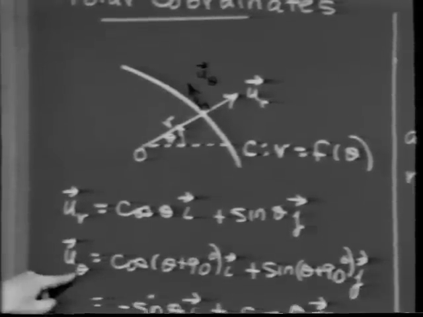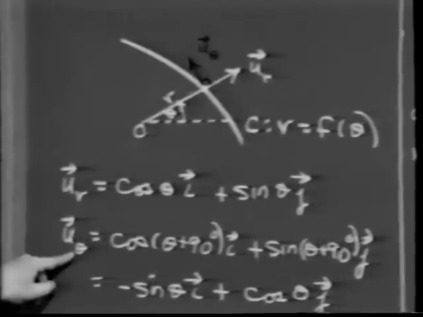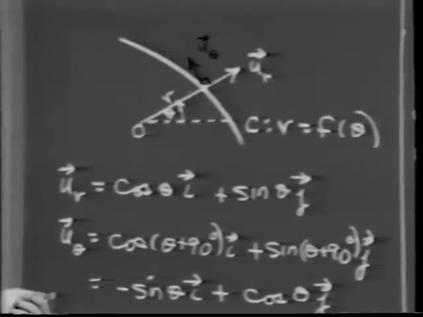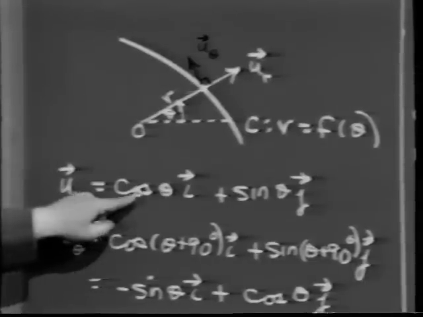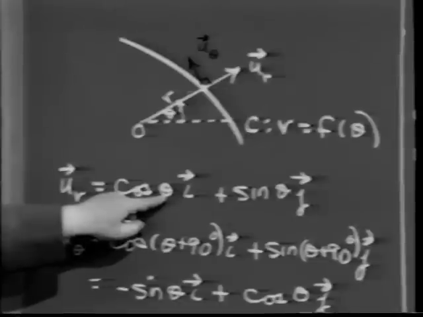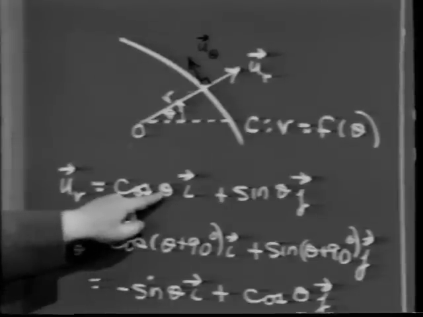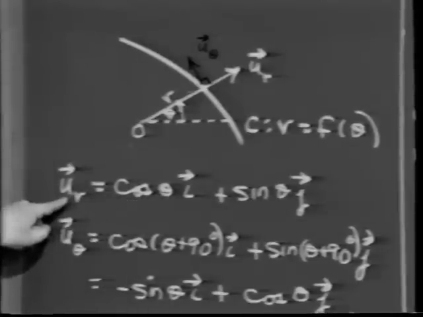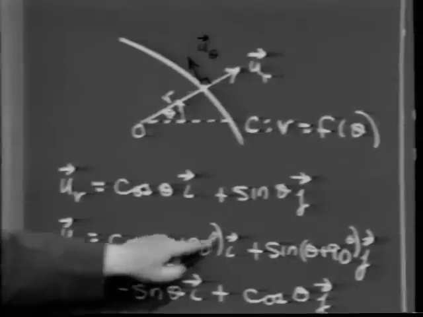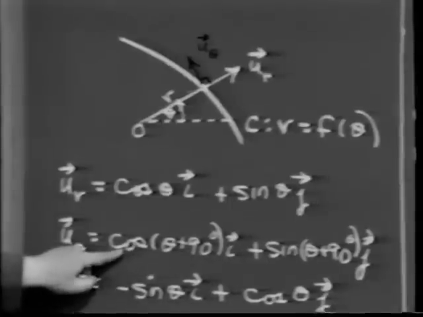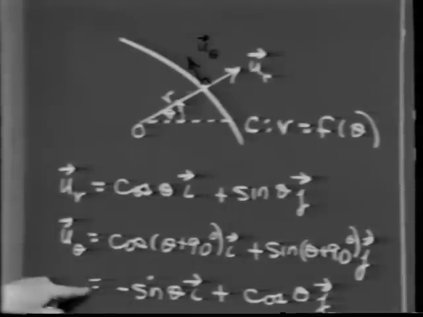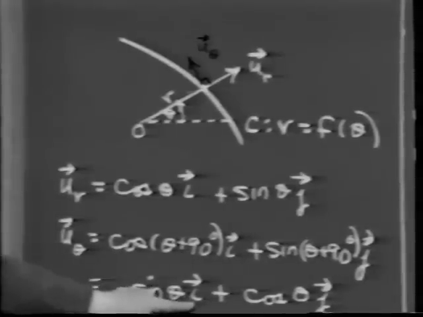U sub theta, and I'm going to do a little twist here that I didn't do in the t and n components, just to show you another approach. Rather than start with derivatives or anything like this, notice that what we know about u sub theta is that it's obtained from u sub r by a positive 90-degree rotation of theta. So that means if I replace theta in the expression for u sub r by theta plus 90 degrees, that should give me u sub theta. If I now remember my trigonometric identities, that tells me that u sub theta is minus sine theta i plus cosine theta j.